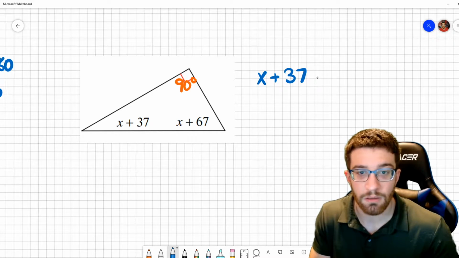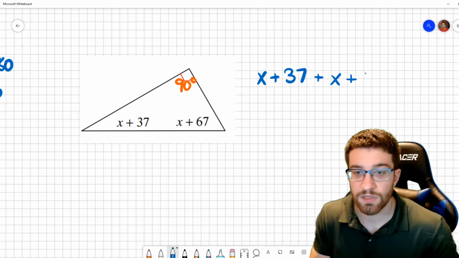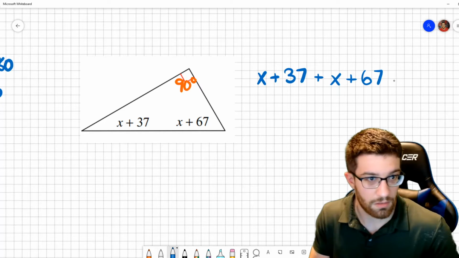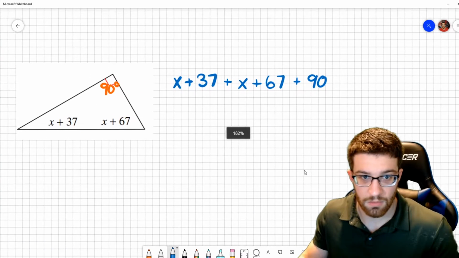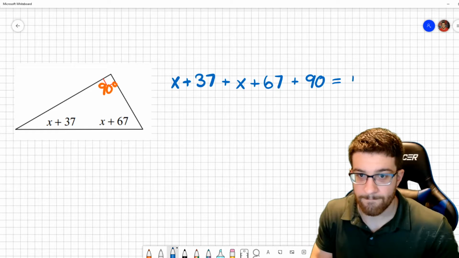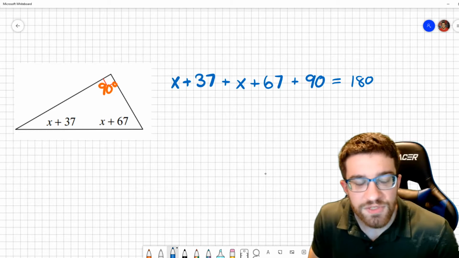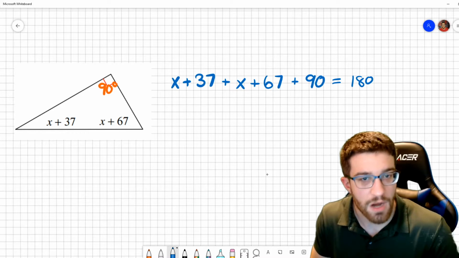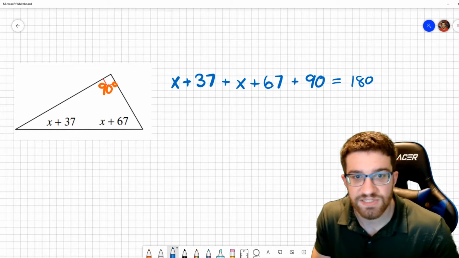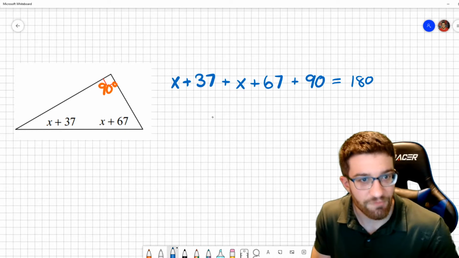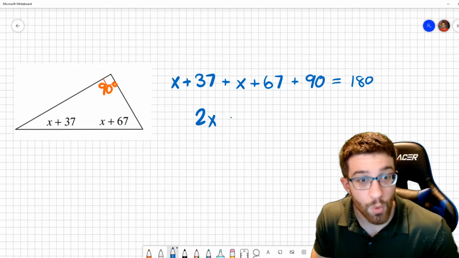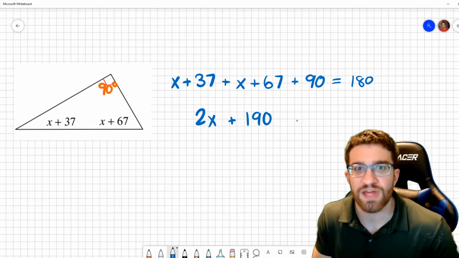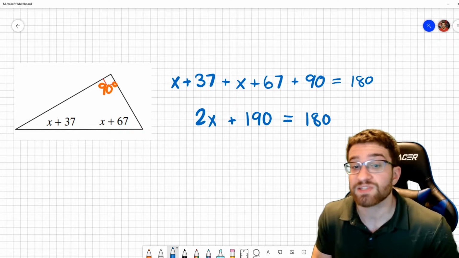And hopefully, your setup looks like this here. Looking at this right now, actually it looks like x is going to be a negative number because all of our regular numbers are going to add up to something here that's more than 180. If we do all the combining of like terms, it looks like we're getting 2x plus 190. Strange as that is, we're going to get some negative numbers for x, and really that's okay.